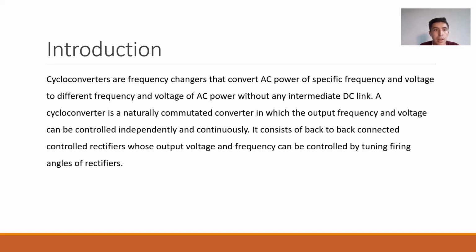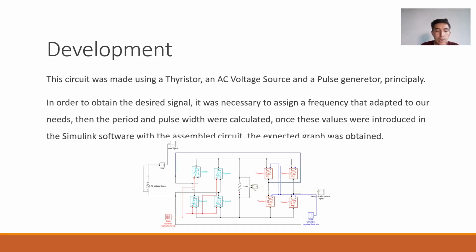Okay, so let's begin. Cycloconverters are frequency changers that convert AC power of a specific frequency and voltage to a different frequency and voltage of AC power without any intermediate DC link. A cycloconverter is a naturally commutated converter in which the output frequency and voltage can be controlled independently and continuously. It consists of back-to-back connected controlled rectifiers whose output voltage and frequency can be controlled by tuning the firing angles of the rectifiers. Okay, so we can do this project.